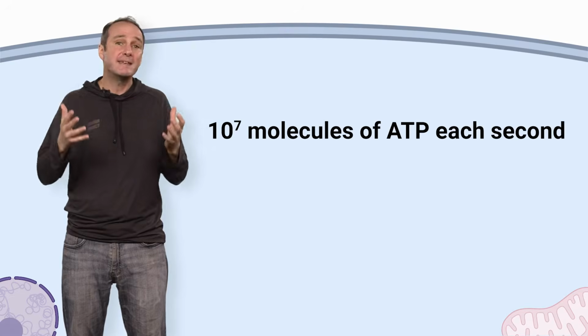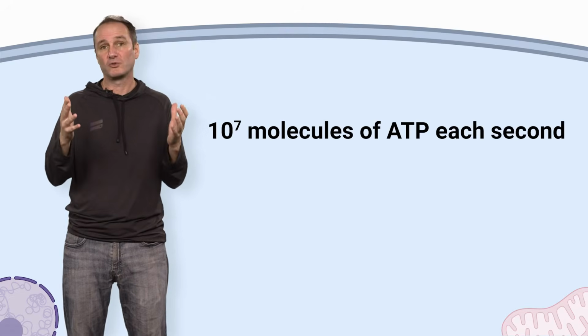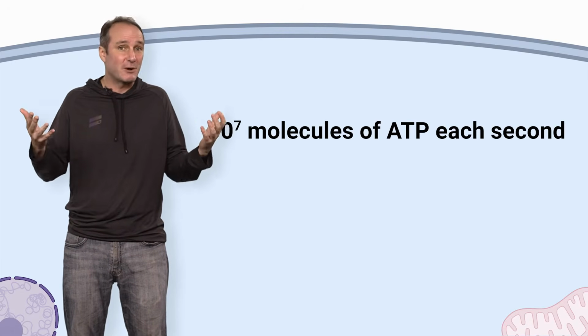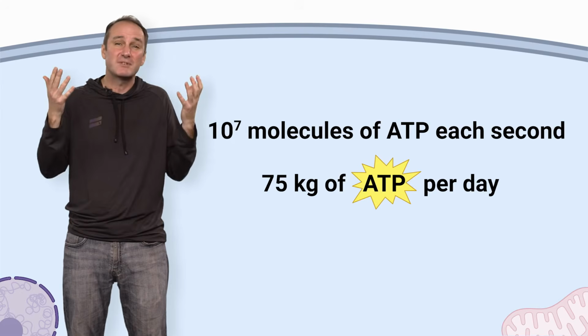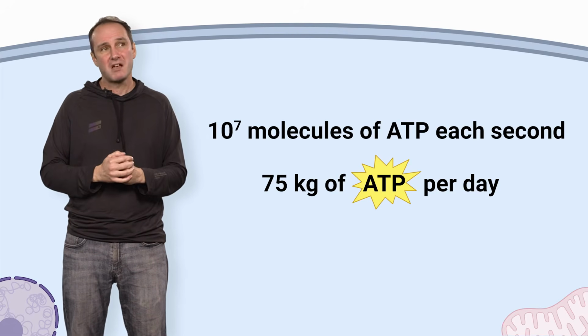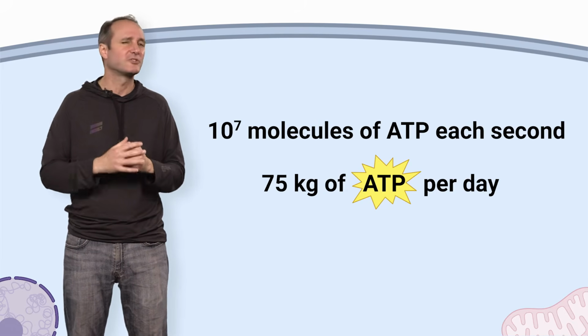To try and give you some idea of the scale here, the average human cell uses and regenerates about 10 million ATP molecules per second. Over the course of a day, that amounts to about 75 kilos of regenerated ATP. That's a pretty continuous supply of energy for all your cellular needs.